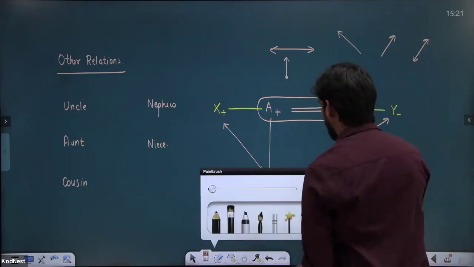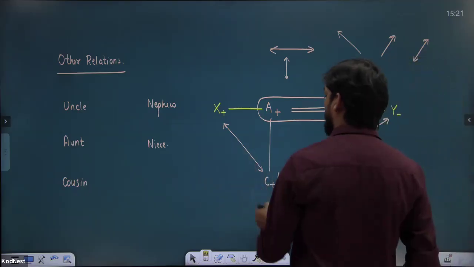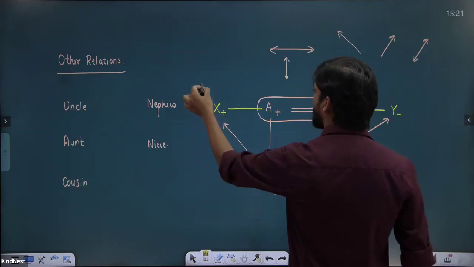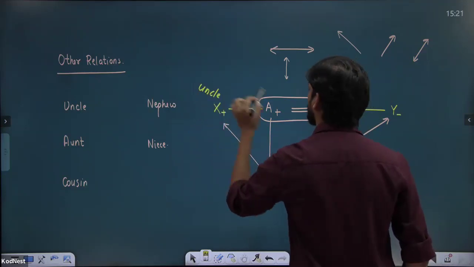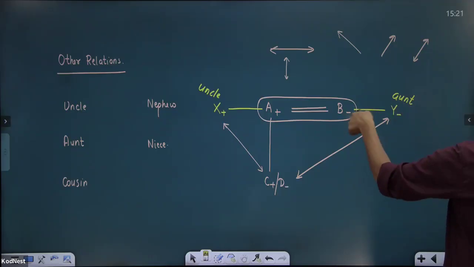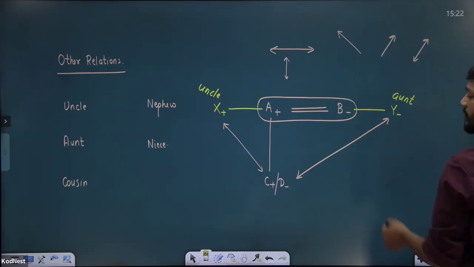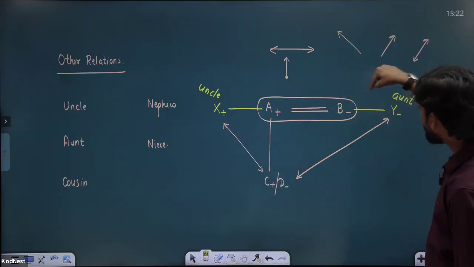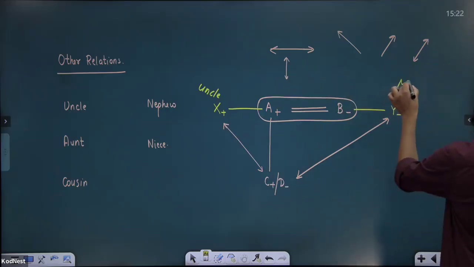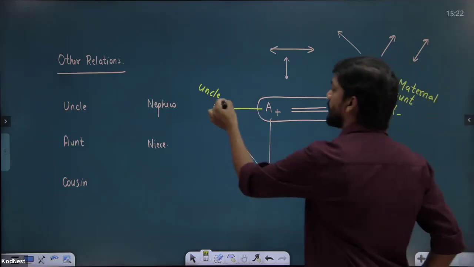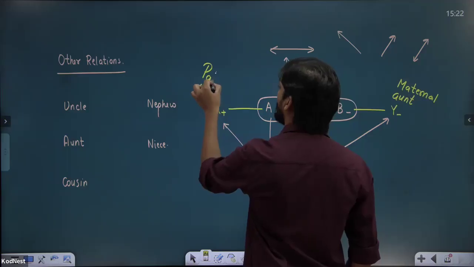So I can say with respect to C and D, I can say this is male person, so uncle, and this is aunt. Because this is sister of mother, sister of the female side. Think it this way, you, your father, your mother. From the mother side, your aunt will be called as maternal aunt. And from the father side, it is paternal uncle.